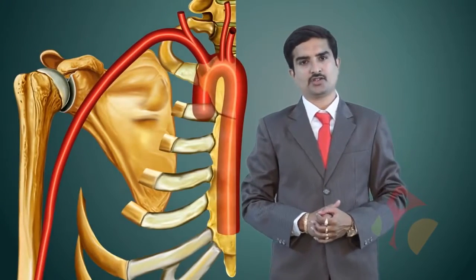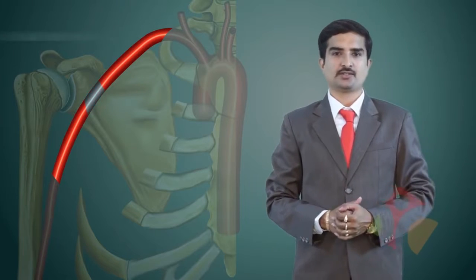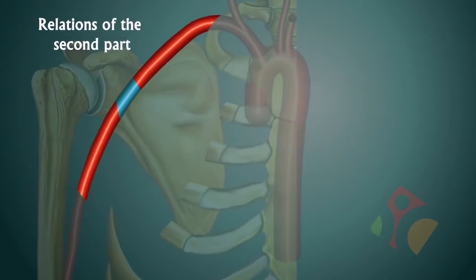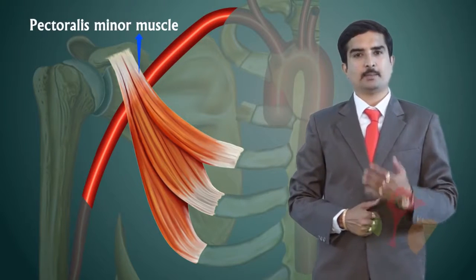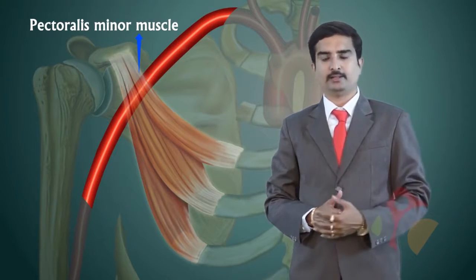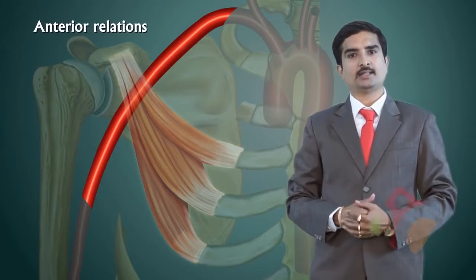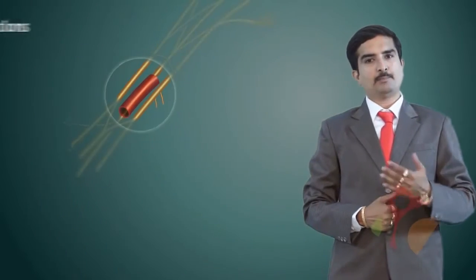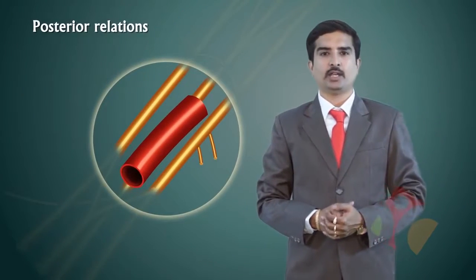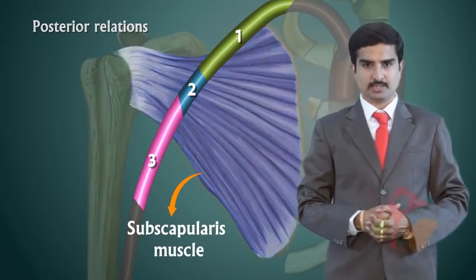After knowing the relations of the first part of the axillary artery, now let us see the relations of the second part. We all know that the pectoralis minor muscle is dividing the axillary artery into three parts. So anteriorly the second part is related to the pectoralis minor muscle, and posteriorly it is related to the posterior cord of the brachial plexus and the subscapularis muscle.